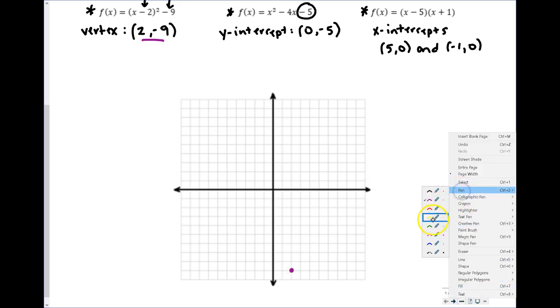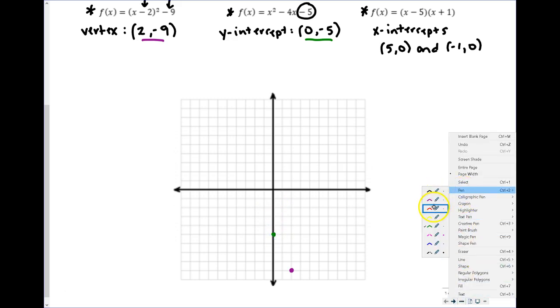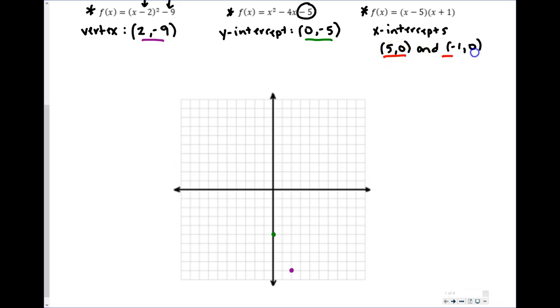Now I'm going to go ahead and plot my y-intercept at 0, negative 5. So 0, 1, 2, 3, 4, 5. Alright, and then I'm going to go ahead and plot my x-intercepts, 5, 0, and negative 1, 0. So 1, 2, 3, 4, 5, and negative 1. Now this isn't 5 points, right? It's only 4, so I need to get one more.